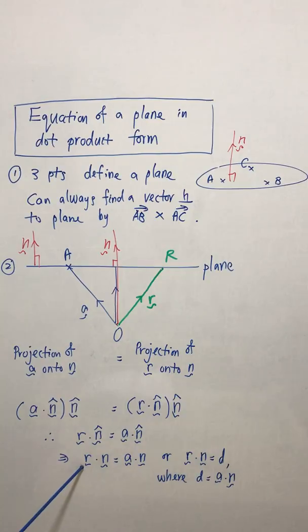And what we have here is an expression r dot n equals d, where d is a number found by taking a point on the plane to dot product with the normal vector n of the plane. And this concludes our discussion on the vector equation of a plane in dot product form.